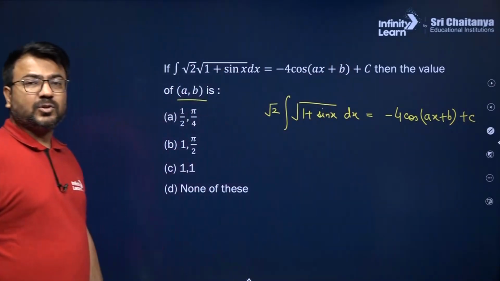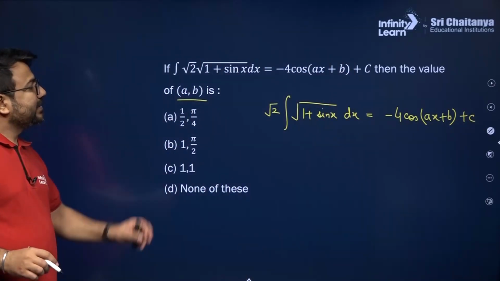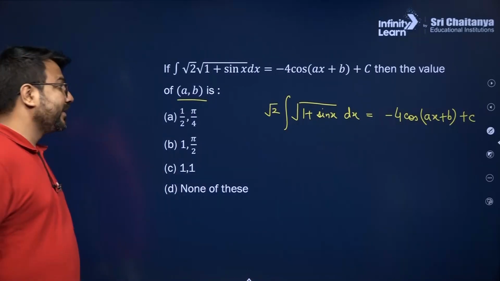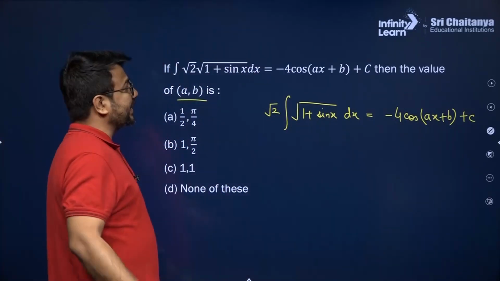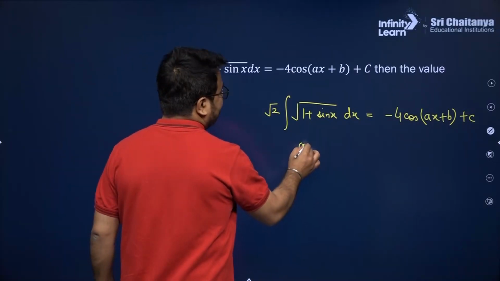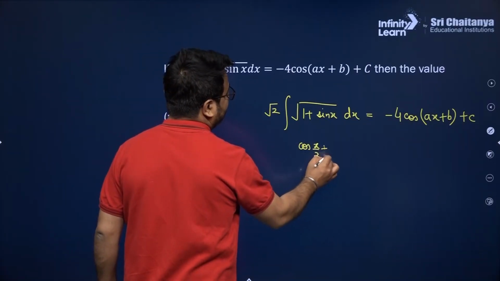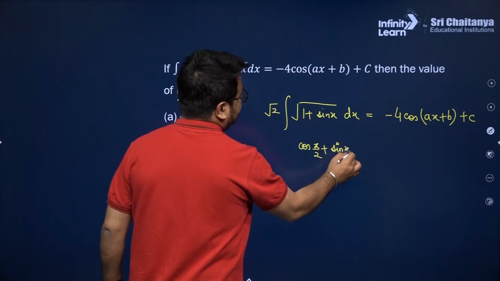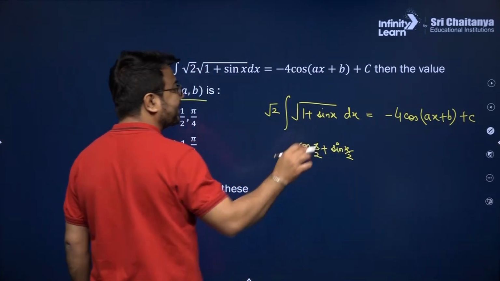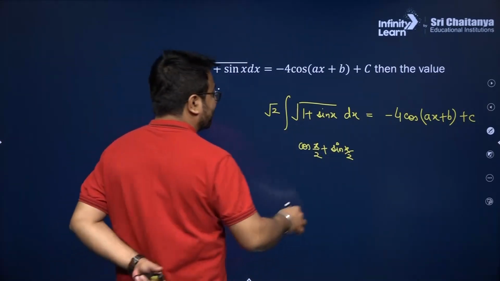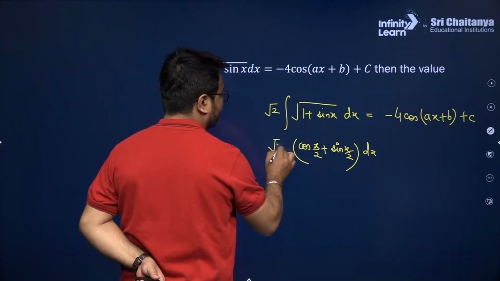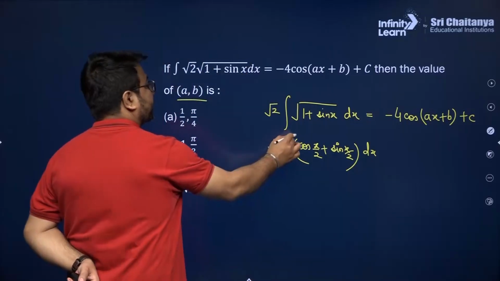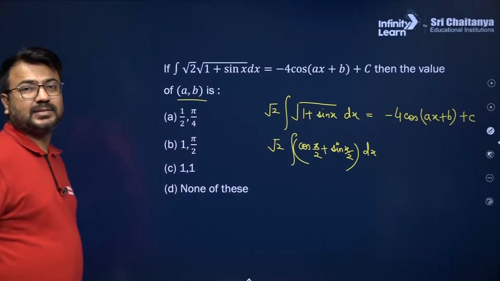Alright. So how will I be able to integrate square root of 1 plus sin x? Can I write this 1 plus sin x as (cos plus sin) whole square? So I will be writing it as (cos x/2 plus sin x/2) whole square. And on taking the square root, this whole square will get cancelled. This is dx and here we have root 2. Alright. Now let us try to integrate this.